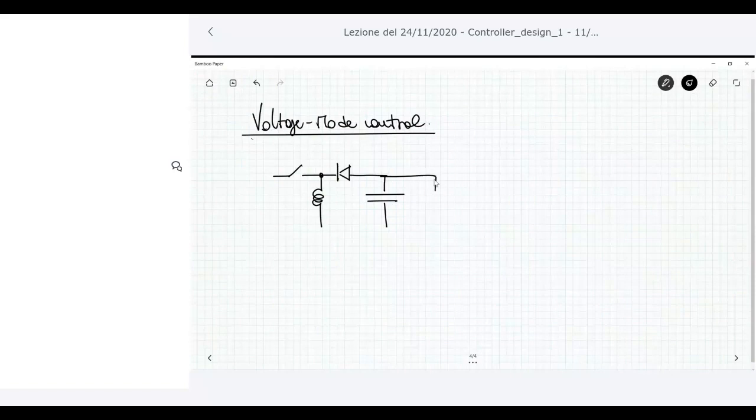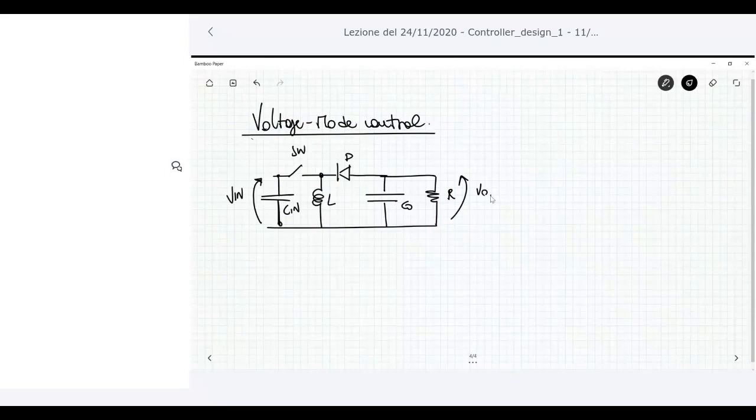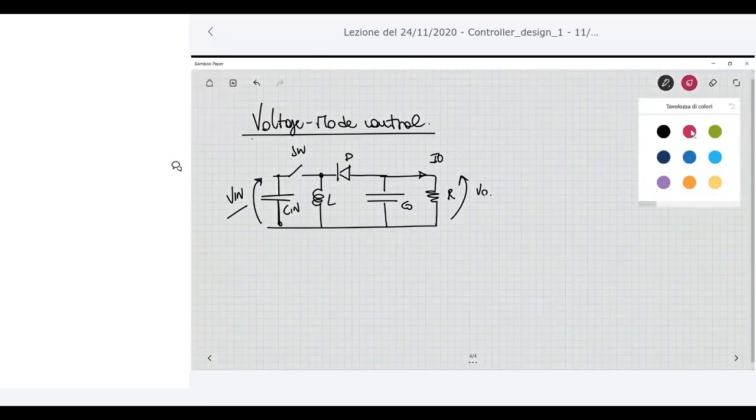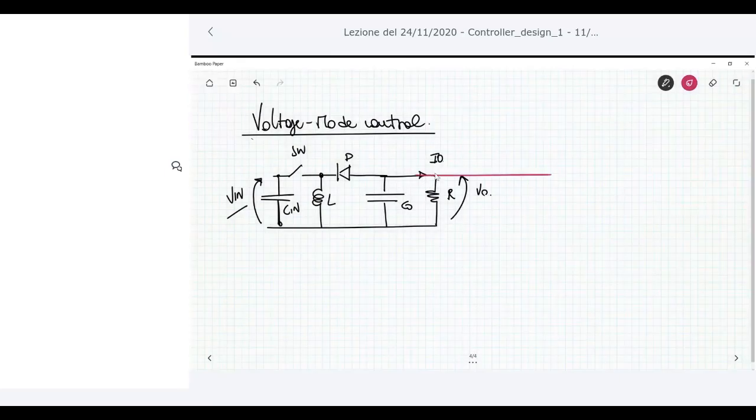So we have the load here. The diode, L, the switch, C0, R, and finally we have V0. We have to control V0 to be constant for any kind of perturbation, both disturbances like the variation of Vin, the variation of the output current I0, and also in terms of the useful quantity, which is the duty cycle. We can have a feedback that can be represented in this way.